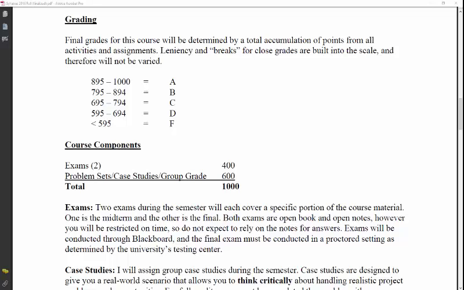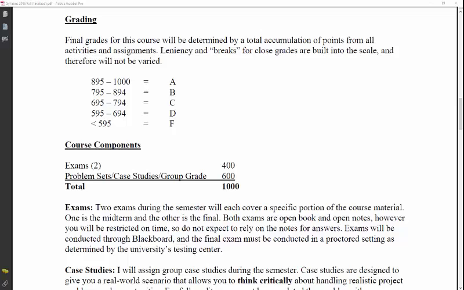Now, next important thing, and probably the most important thing to you, is the grading and the course components. So here is the scale I'm going to break down your grades. You can see this course is graded based on a 1,000-point base. And in this breakdown, I already took some rounding into consideration.